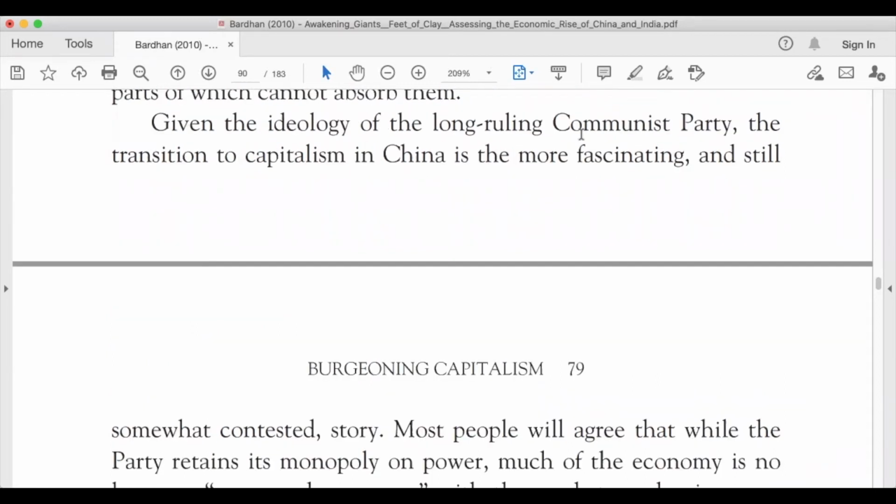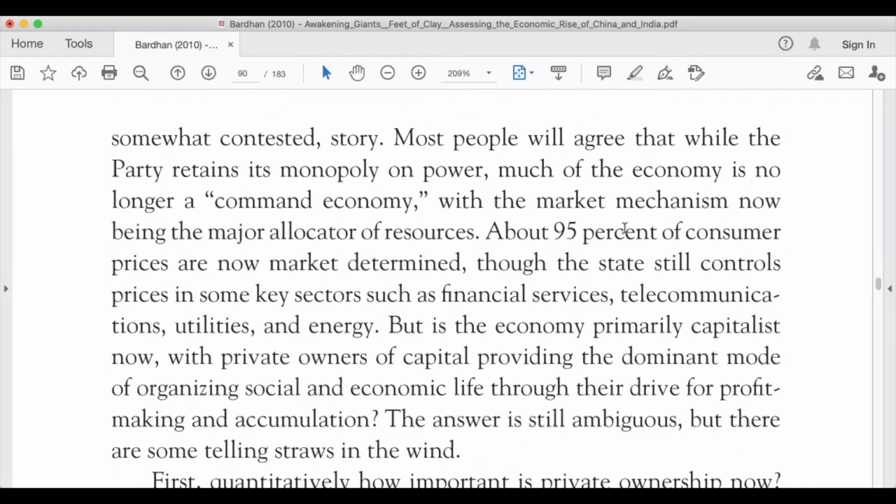them. Given the ideology of the long-ruling Communist Party, the transition to capitalism in China is the more fascinating and still somewhat contested story. Most people will agree that while the party retains its monopoly on power, much of the economy is no longer a command economy, with the market mechanism now being a major allocator of resources. About 95% of consumer prices are now market determined, although the state still controls prices in some key sectors such as financial services, telecommunications, utilities, and energy.